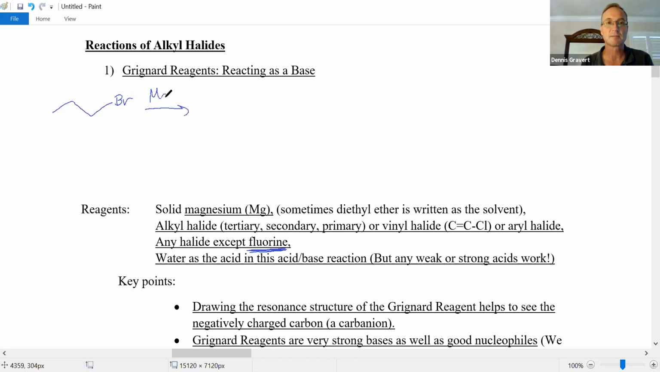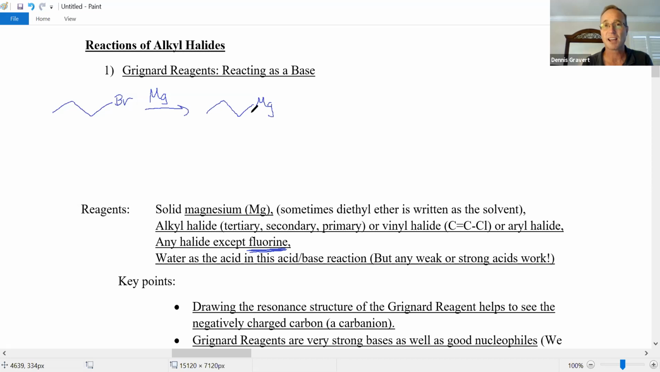That's your reagent. Don't put a +2 here, because that means it's not the metallic elemental form. You could put a little subscript S if you want, or don't. And what's cool is that magnesium atoms insert themselves between the carbon and the bromine. It's a redox reaction. We're not going to go over the mechanism.